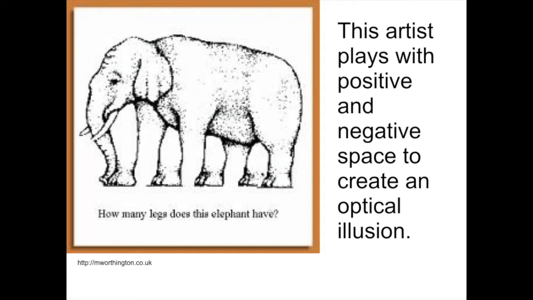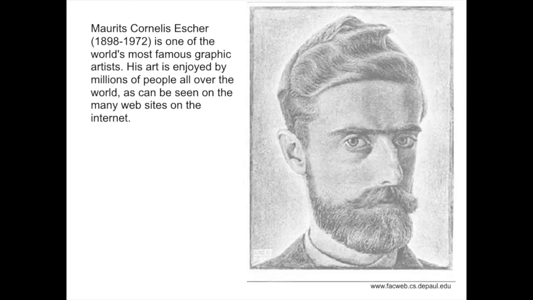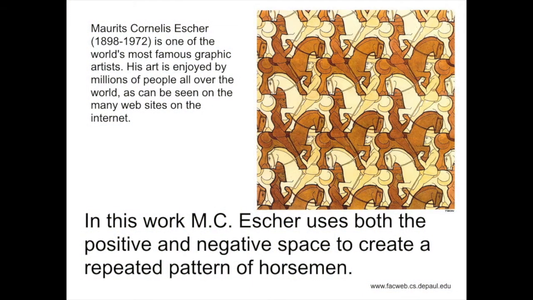Take a look at this elephant. How many legs can you see? Moritz Cornelius Escher, otherwise known as M.C. Escher, is one of the world's most famous graphic artists. In this work, M.C. Escher uses both the positive and the negative space to create a repeated pattern of horsemen. This is called a tessellation. The positive space and the negative space have the exact same picture.